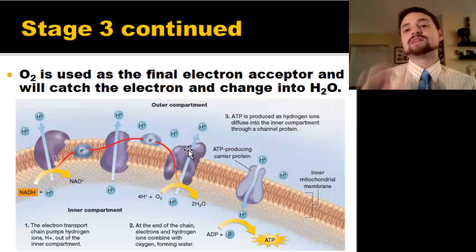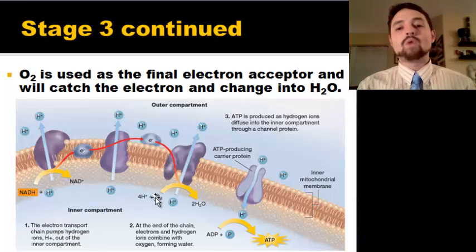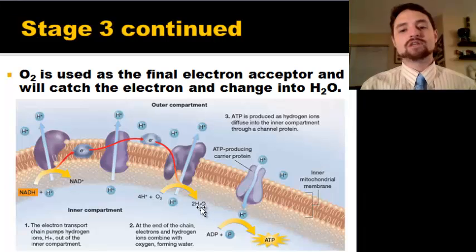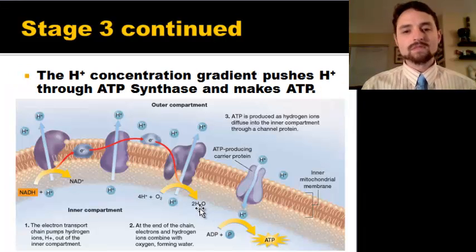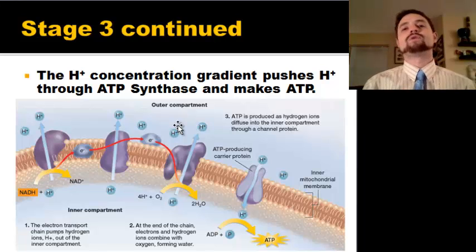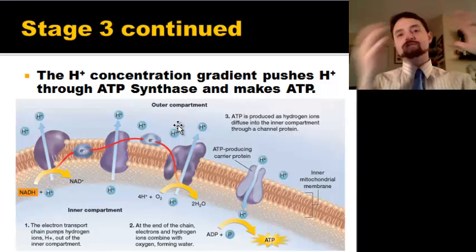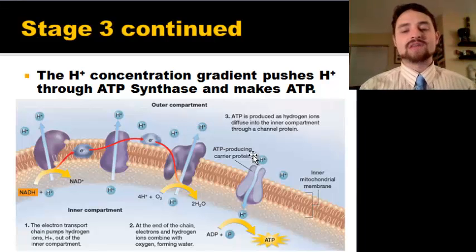As the electrons get to the end of the electron transport chain, they have to be picked up by someone, and oxygen is there to do that. Oxygen will pick up the electron and turn into water. There is a hydrogen ion concentration gradient that is now formed in that space between the outer and inner membrane of the mitochondria. So those hydrogens want to diffuse back across that membrane, and they do so through ATP synthase once again.